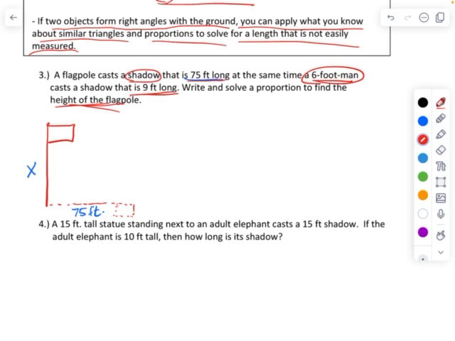Now, I have a 6-foot man that casts a shadow that's 9 feet long, okay? So now let's draw a man. Stick figures are fully acceptable. And I know that he is 6 feet tall. And his shadow, which I'm just going to draw with a line. There's his head. His shadow is 9 feet long.